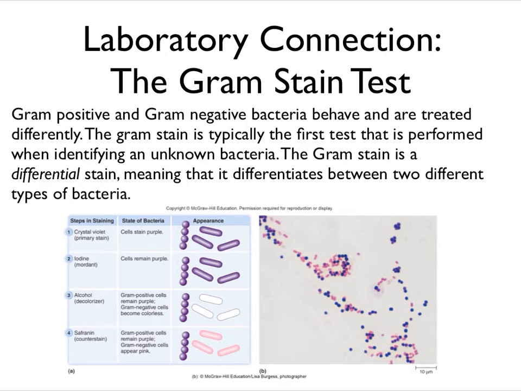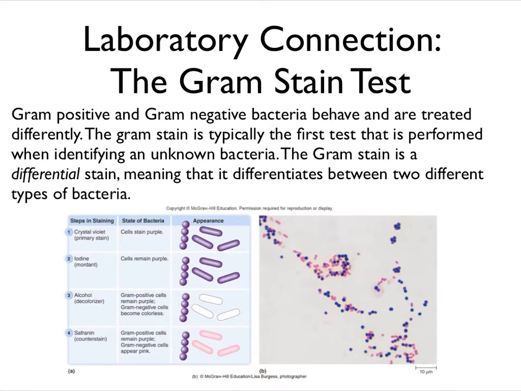But in the gram-positive cell walls, the decolorizer actually dehydrates the cells and it causes the cell wall to sort of shrink and tighten up. Kind of like if you wash wool clothes on high heat in your washer. When it causes them to shrink because they've been dehydrated, their holes get smaller, and the fact that the holes in the gram positive get smaller combined with the fact that the dye is now larger because of the mordant means that the dye gets trapped inside gram positive cell walls.